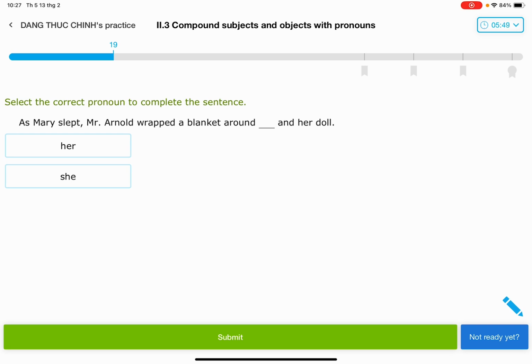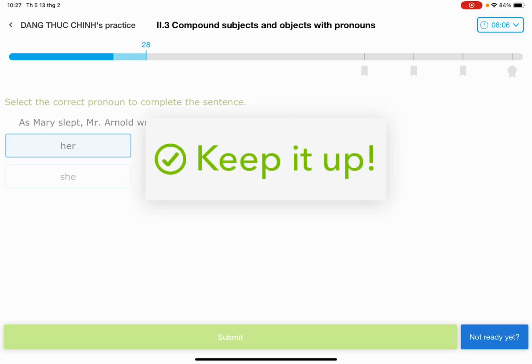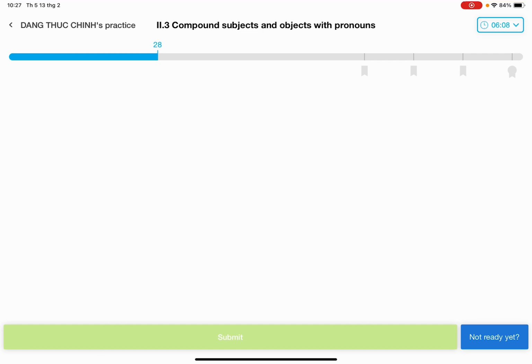I see no action verb before this, but I do see a preposition. As Mary slept, Mr. Arnold wrapped a blanket around her and her doll. In front of it, around is a preposition. So, yeah, we would use her, an object pronoun.